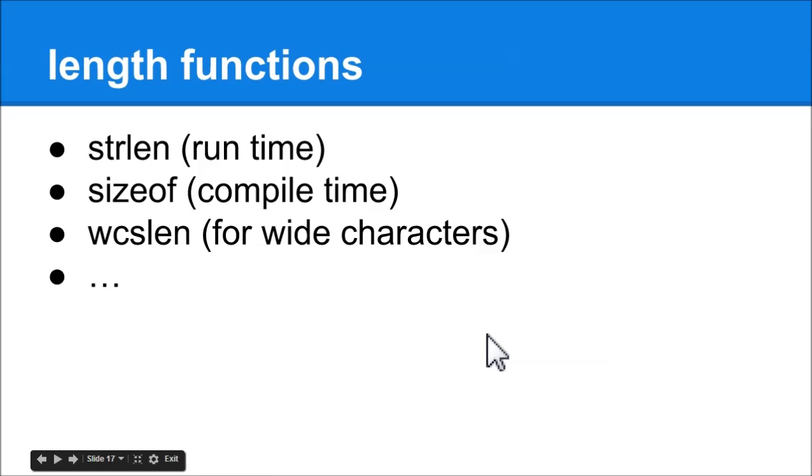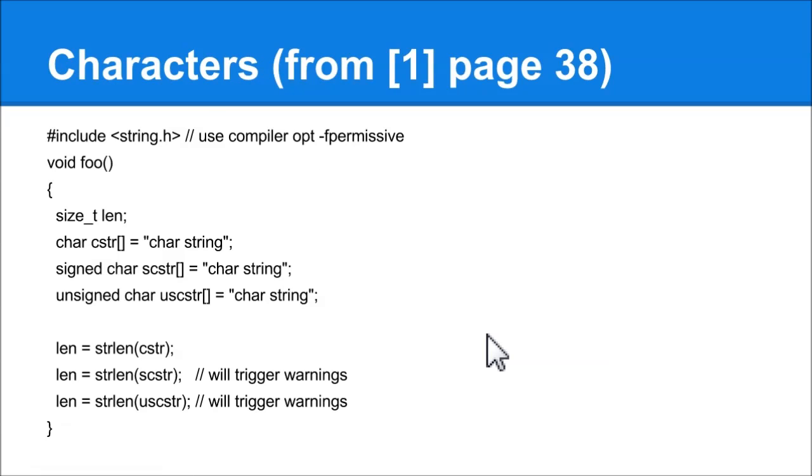So likewise, for wide characters, there's also wcslen, which will return the length. That's for wide characters, and there are others that I may not be aware of. So this is from the book that I cited at the very beginning, and I'll have most code examples cited from this as well.